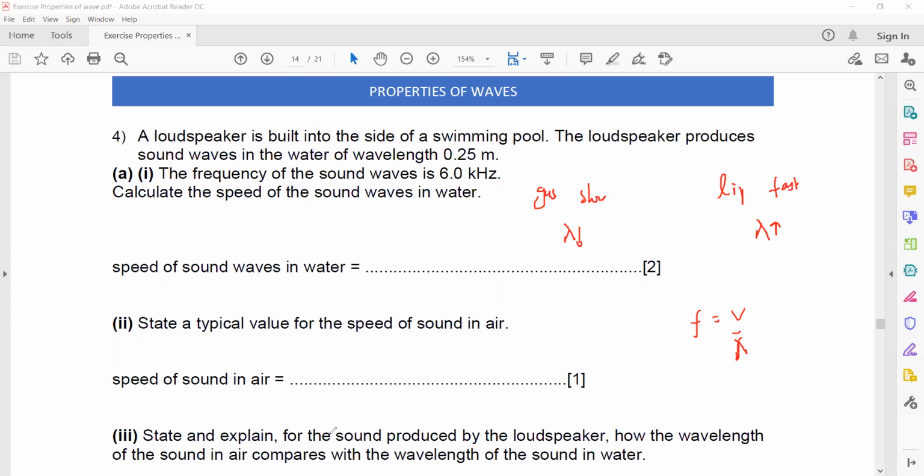So state and explain for the sound produced by the loudspeaker how the wavelength of sound in air compares with the wavelength of sound in water. So when we compare these two wavelengths, for question number A3, in air it is shorter, whereas in water it will be a longer wavelength.